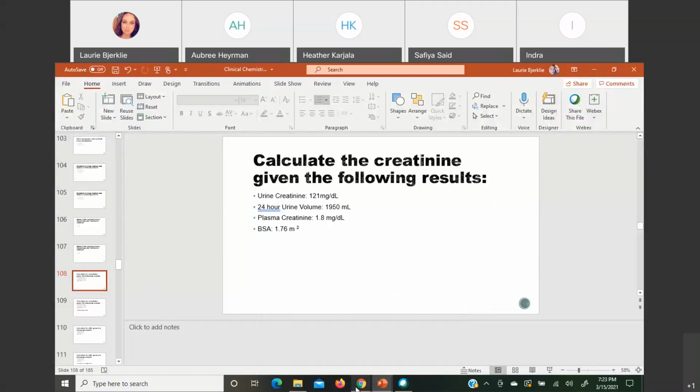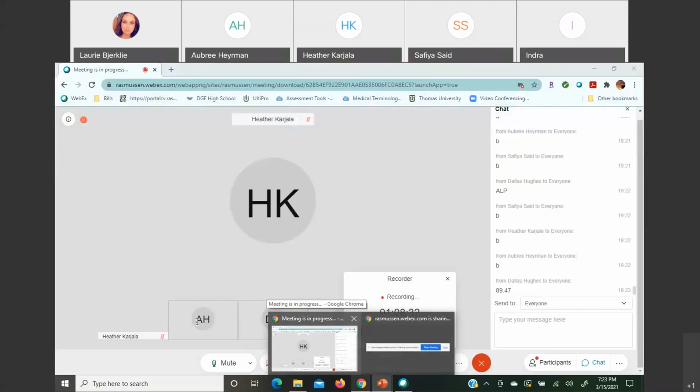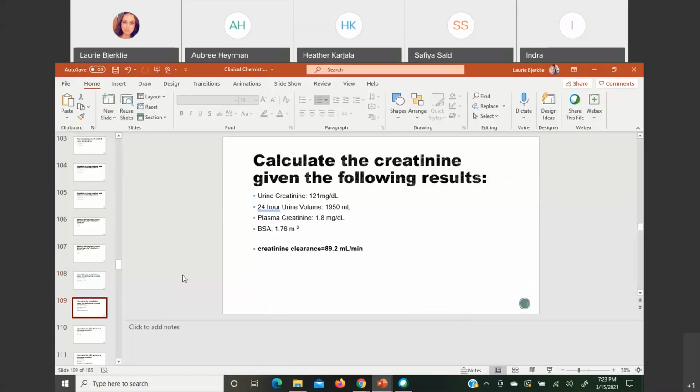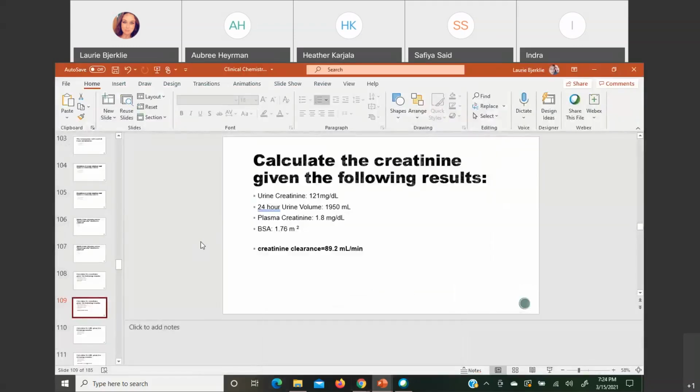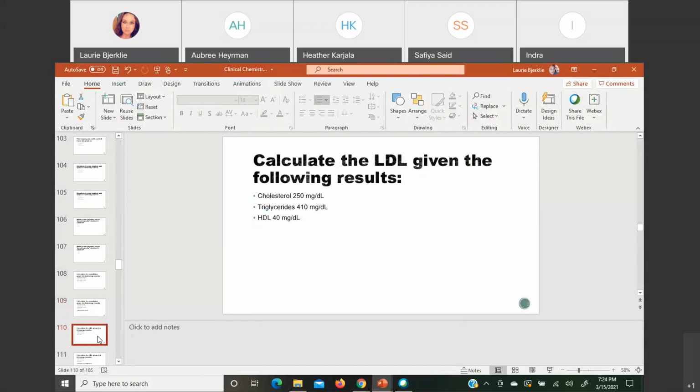Okay, so I know people are probably still working on this, but we're just going to keep going forward. So in this case, depending on how you round, 89.2, I think somebody said 89.47, Dallas, right? Yeah, perfectly fine. She probably rounded a bit differently than I did when I calculated it. So make sure you know how to do your creatinine clearance. Here's another calculation you should know. Calculate the LDL given the following results.